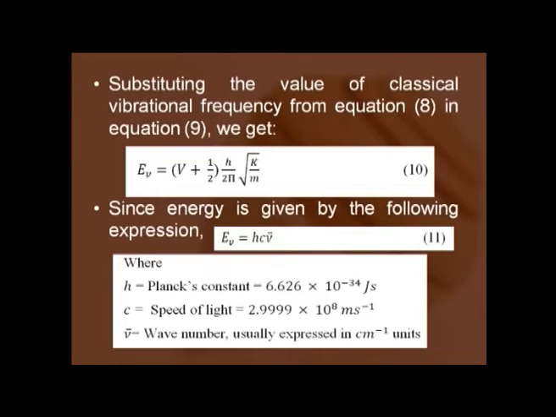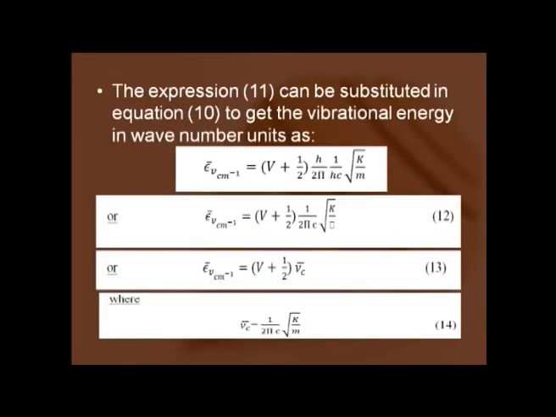where h is the Planck's constant equal to 6.626 × 10^-34 joules second, c is the speed of light equal to 2.999 × 10^8 meters per second, and ν̄ is the wave number usually expressed in centimeter inverse units. The expression 11 can be substituted in equation 10 to get vibration energy in wave number units as Ē_v in centimeter inverse.